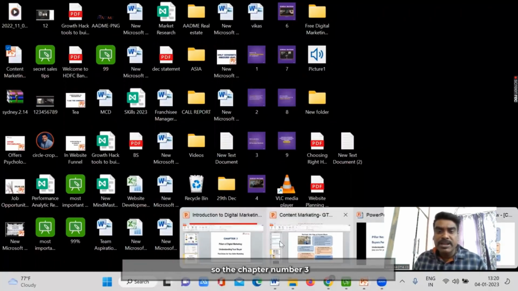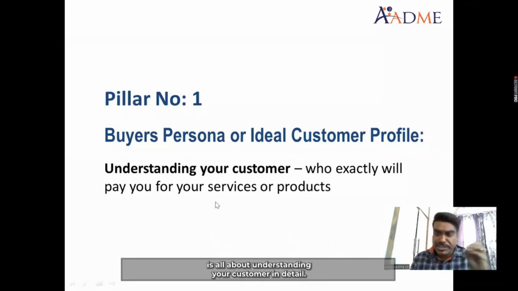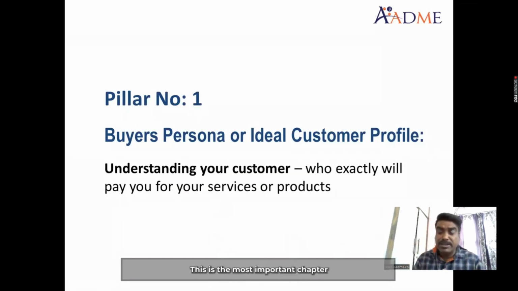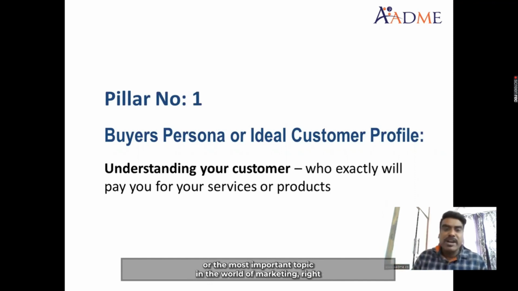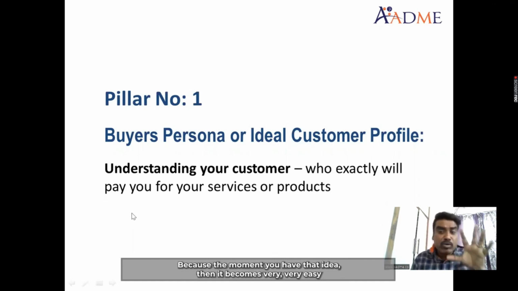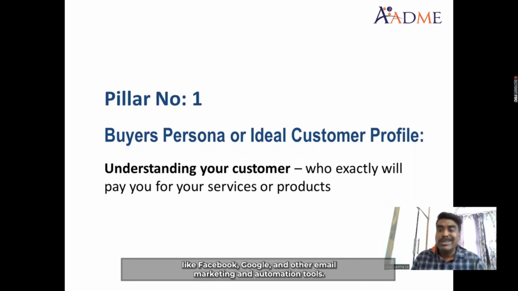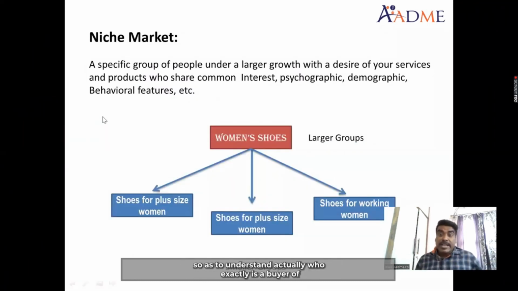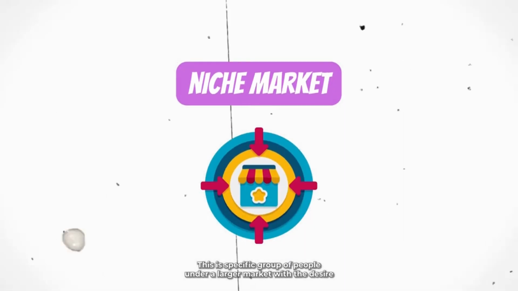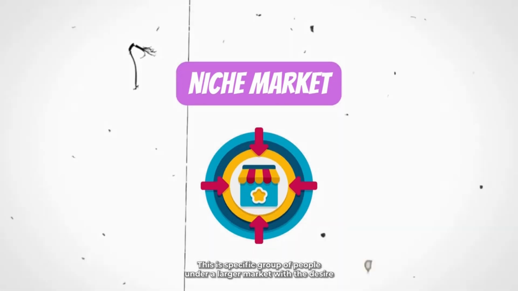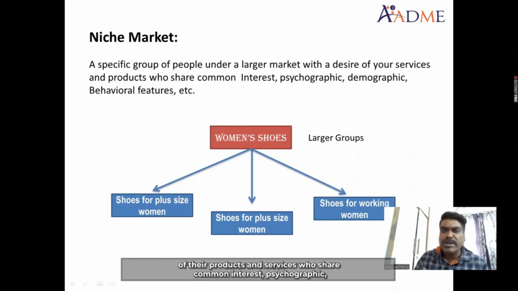So chapter number 3 is all about understanding your customer in detail. This is the most important chapter or topic in the world of marketing, right? Understanding your customer, who exactly will pay you for your services and products. Because the moment you have that idea, it becomes very, very easy to send your message to the right set of people using tools like Facebook, Google, and other email marketing and automation tools. So as to understand who exactly your buyer is, we have to understand the concept called niche market. This is a specific group of people under a larger market with a desire for your products and services who share common interest, psychographic, demographic, and behavioral features.